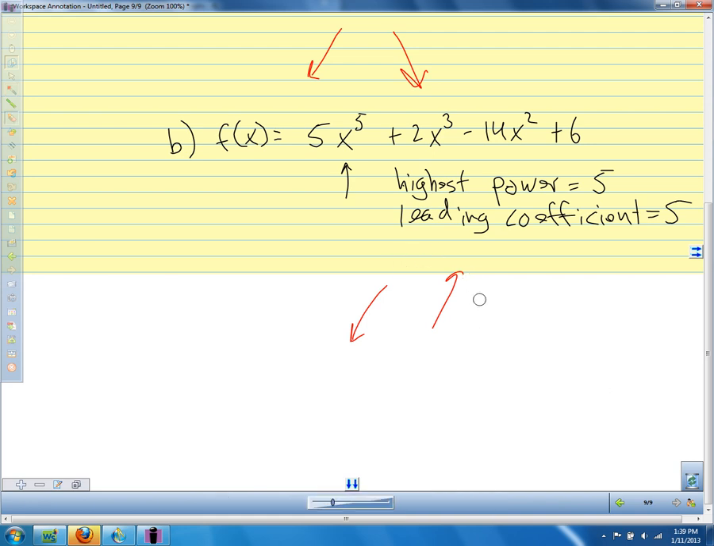So if you were given this question on a test and it said, what is the end behavior, and you drew these two arrows, that would be all you'd need to do.